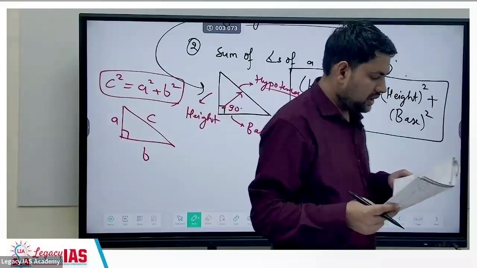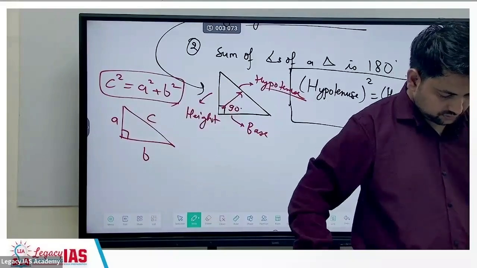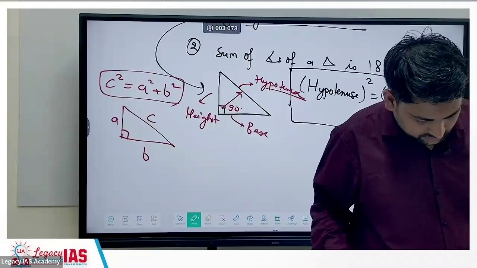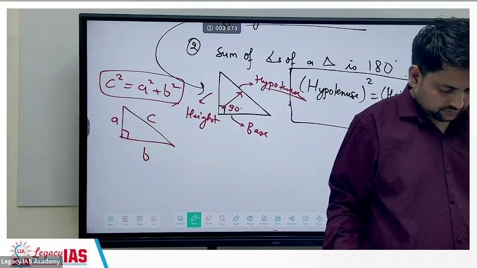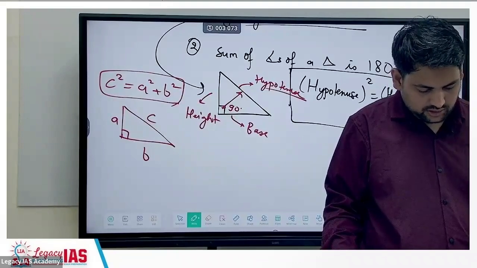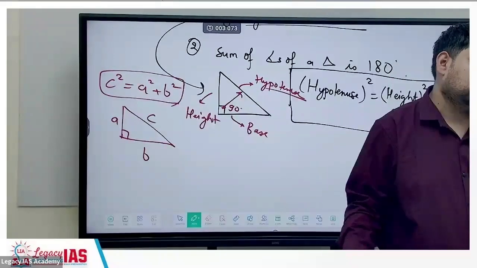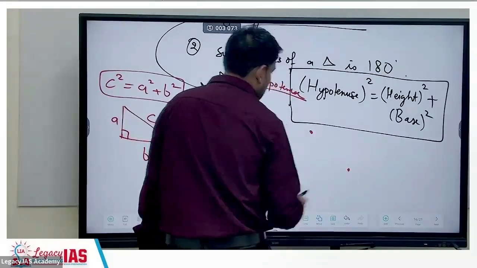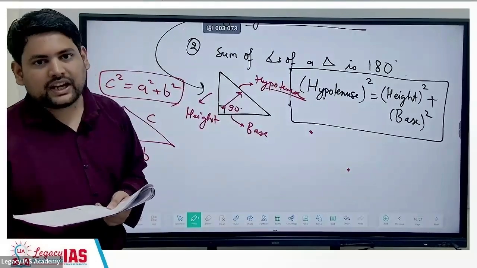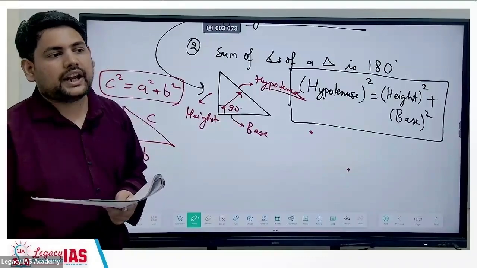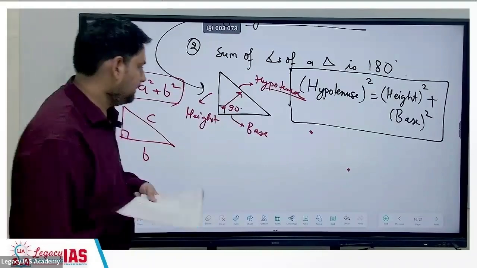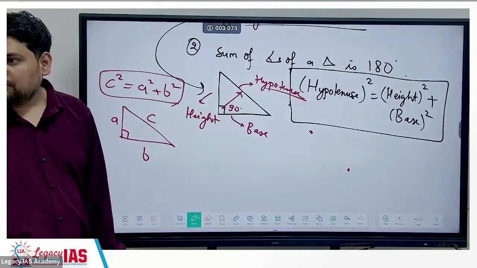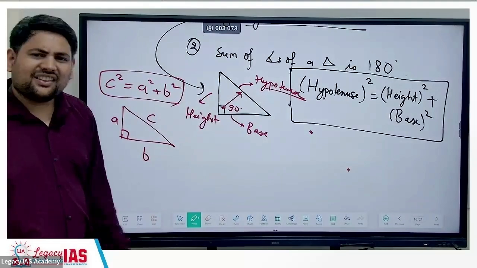Write in a note: the minimum distance between 2 points will lie along the hypotenuse of the right angle triangle formed by them. Okay, the thing is very basic.